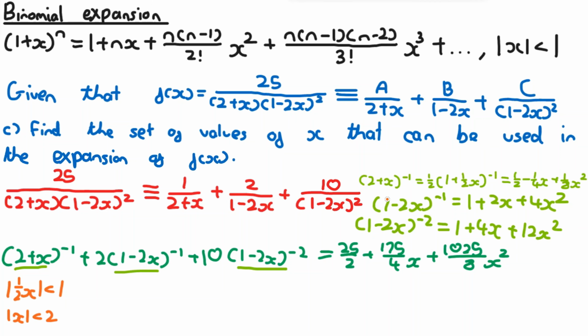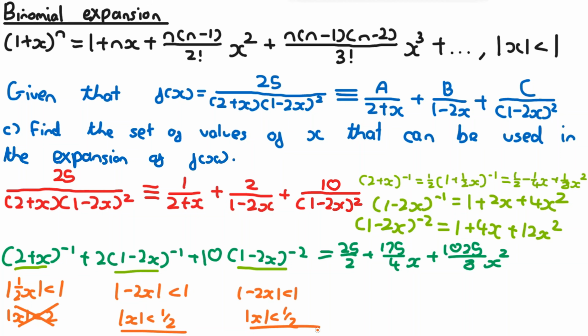And then this bracket here, this was already 1, we didn't do any factorization, so therefore the modulus of 2x has to be less than 1, so therefore the modulus of x is less than a half. Remember, the modulus of minus 2 is just 2. And then this one here is the same, the modulus of minus 2x has to be less than 1, so therefore the modulus of x is less than a half. And remember, we pick the smallest set of values, so it's not going to be this one because this is too big. It's going to be this, that the modulus of x is less than a half. This one here is too big, so we have to pick the smaller ones. So this is the final answer.